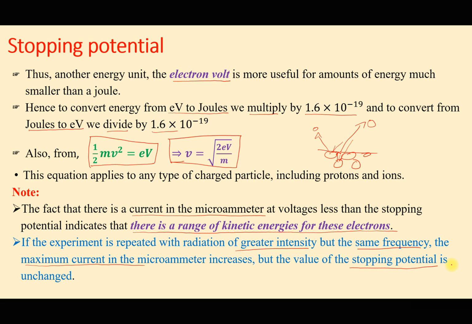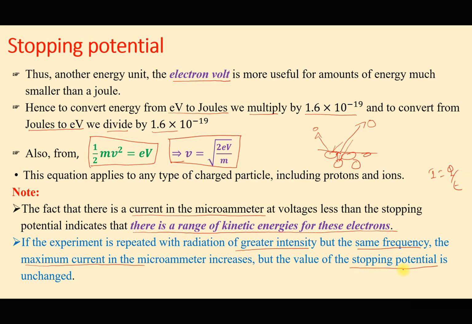So increasing the intensity, but without changing the frequency, does not affect the kinetic energy of the electrons. However, the micrometer reading increases because there are more electrons, because current is the rate of flow of charge carriers. So the micrometer reading increases because more electrons are being ejected from A to B.